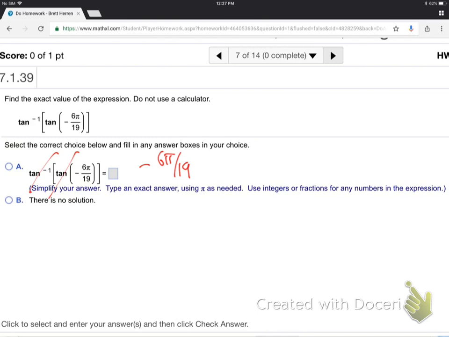So if it's the same function, cosecant or sine, they cancel each other. They're just inverse functions, right? Easy. Tangent inverse and tangent are inverse functions. They cancel each other out.